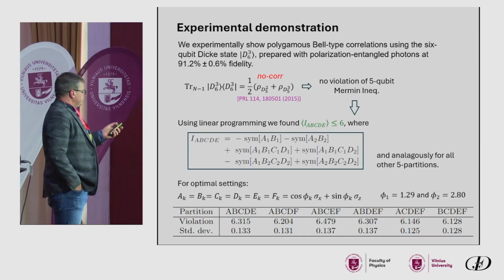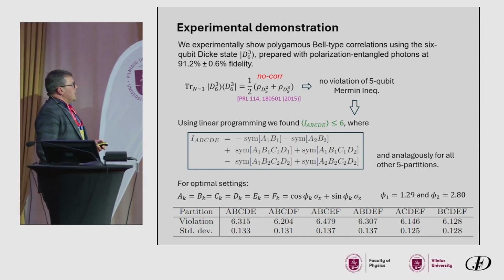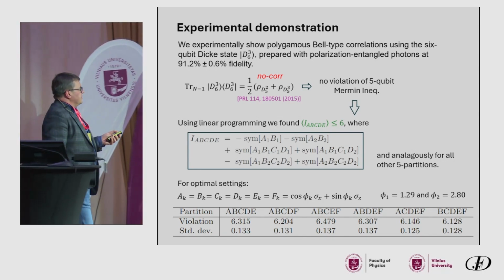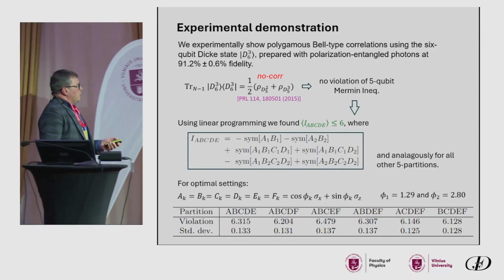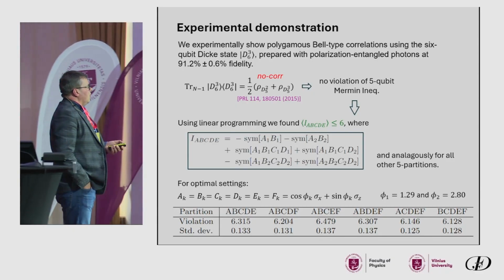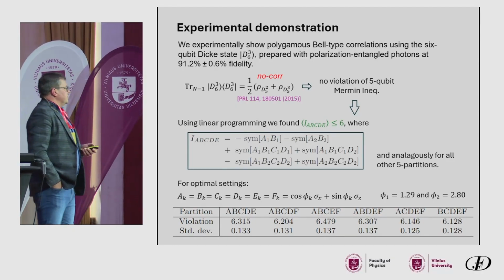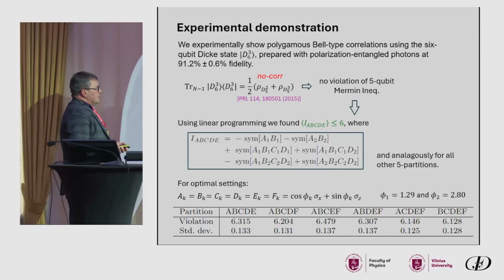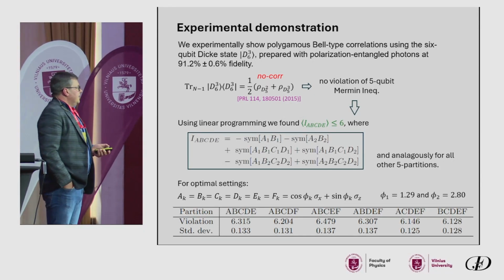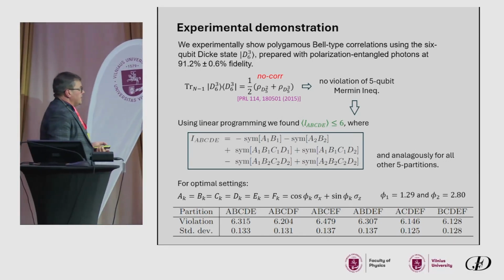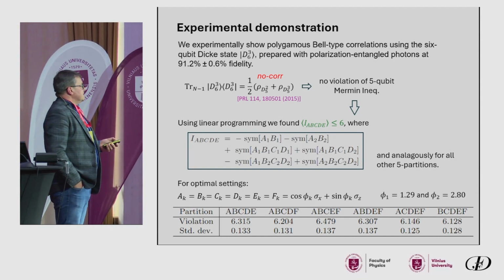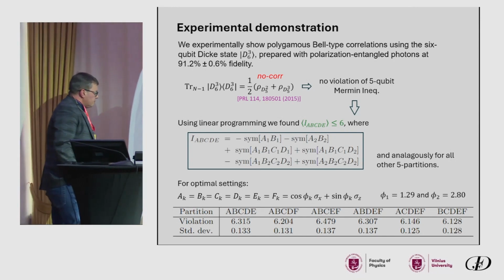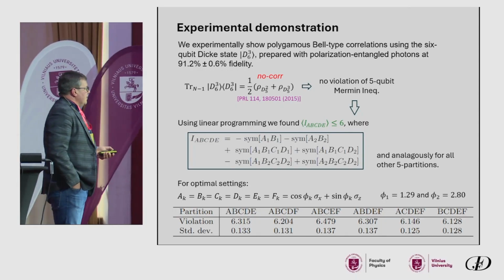But we can use again our linear programming method to find another type of Bell inequality, which has the following form, and similarly for all other 5 partitions, which for optimal settings in XZ plane is violated in any 5 partition. Okay, the classical bound is 6, and as you can see, the violation is always above 6.